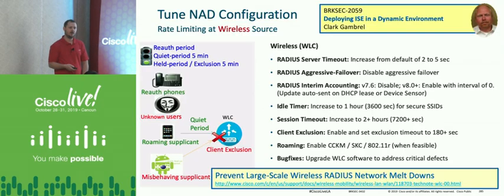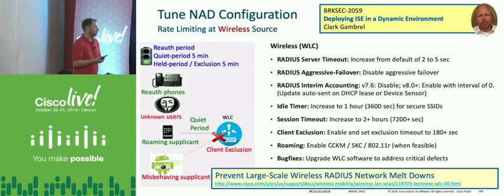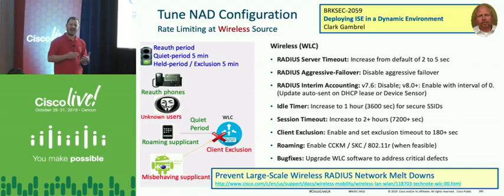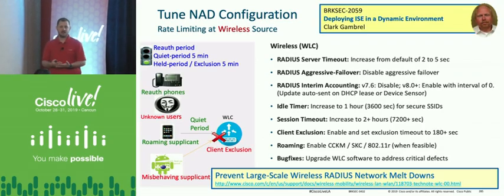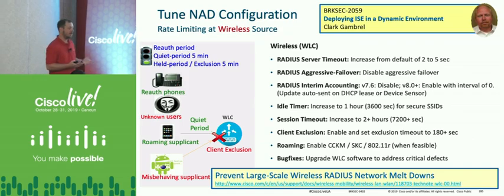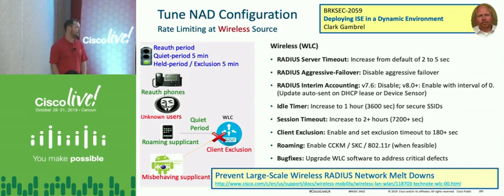If you're not familiar with client exclusion on a wireless LAN controller, when it sees bad behavior, it can actually exclude or stop allowing that client to ever authenticate or connect over a certain time period. And so instead of having a few hundred auths or 1,000 auths in that second, we would minimize that down to maybe 2 or 3, and then the wireless LAN controller cuts it off.